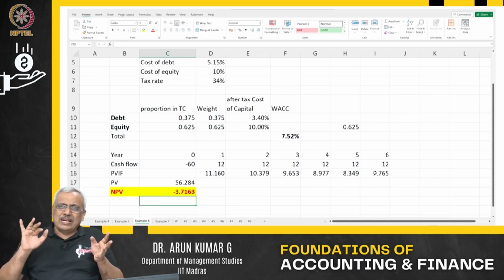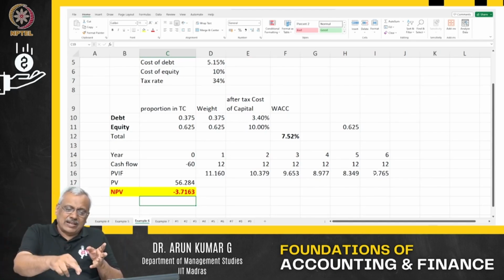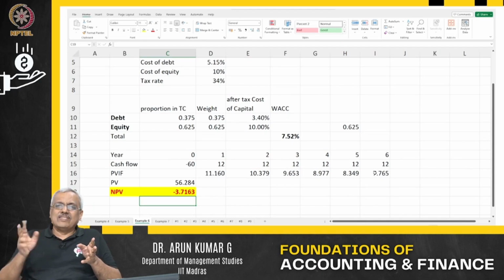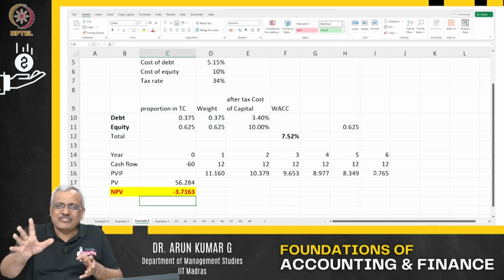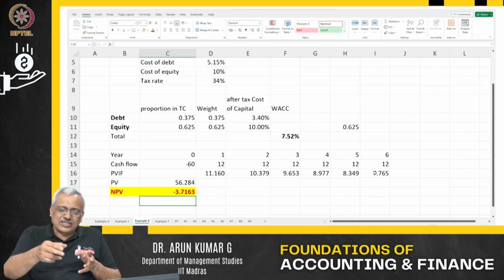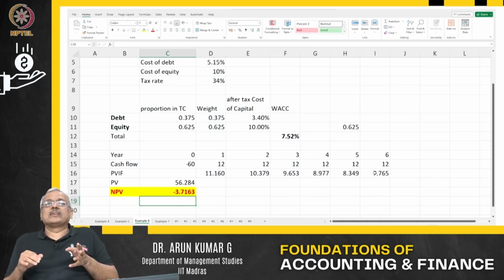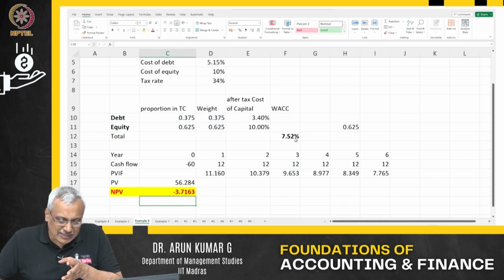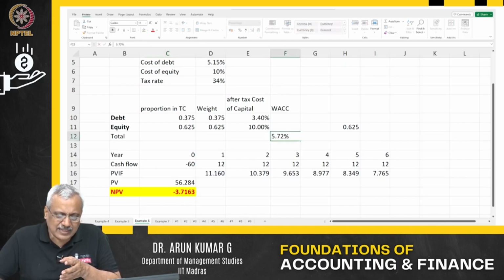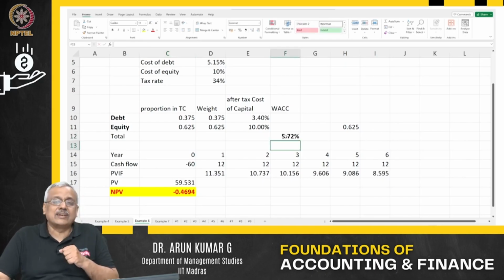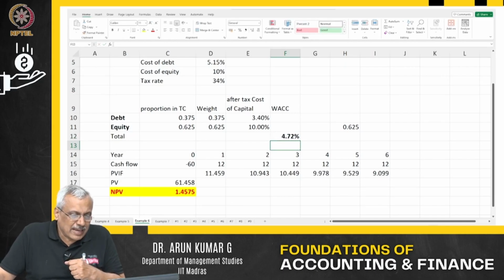If you are going to get only 12 million and your cost of capital is 7.52%, your investment of 60 million is not justified. Why? Because your cost of capital is 7.52%. Sir, if the cost of capital changes from 7.52 to 5.72, is it going to be viable? Well, even then it may not be viable. If I change it to 4.72, is it viable? Yes, then it might be viable. So cost of capital plays an important role in this aspect.